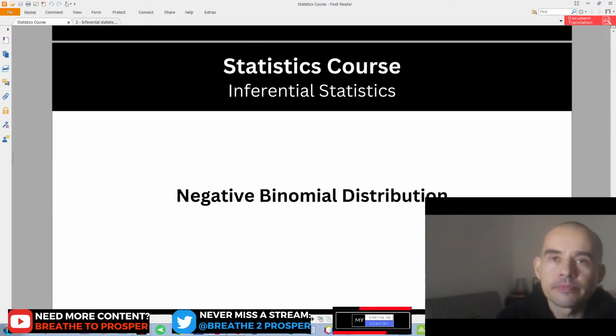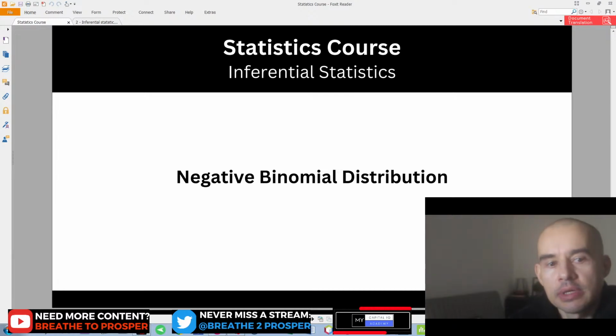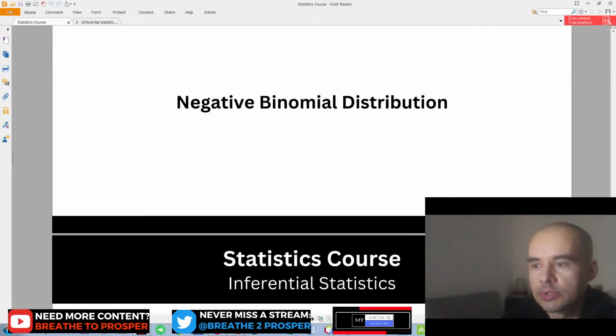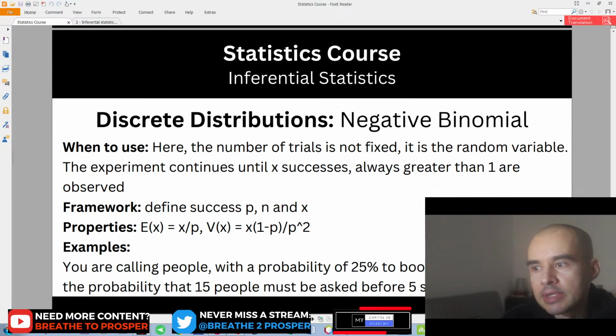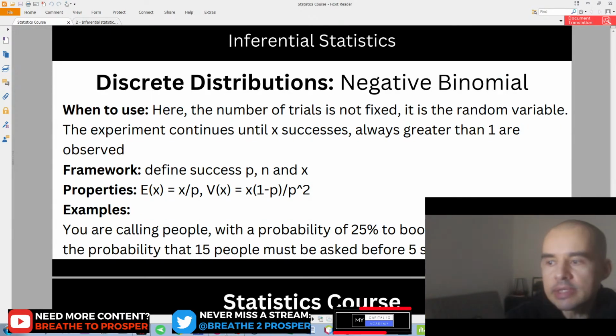Now let's move on to the next distribution. The next distribution is called negative binomial distribution. So what the heck does this mean? Here it's the other way around. The number of trials is not fixed. It is the random variable. I'll explain what this means. The experiment continues until X successes, where X is greater than 1, are observed. So let's say a simple example.